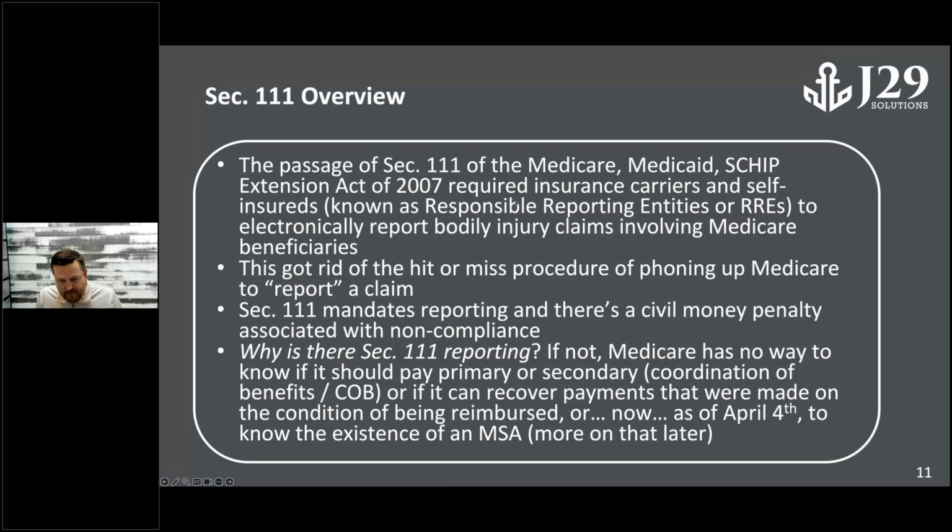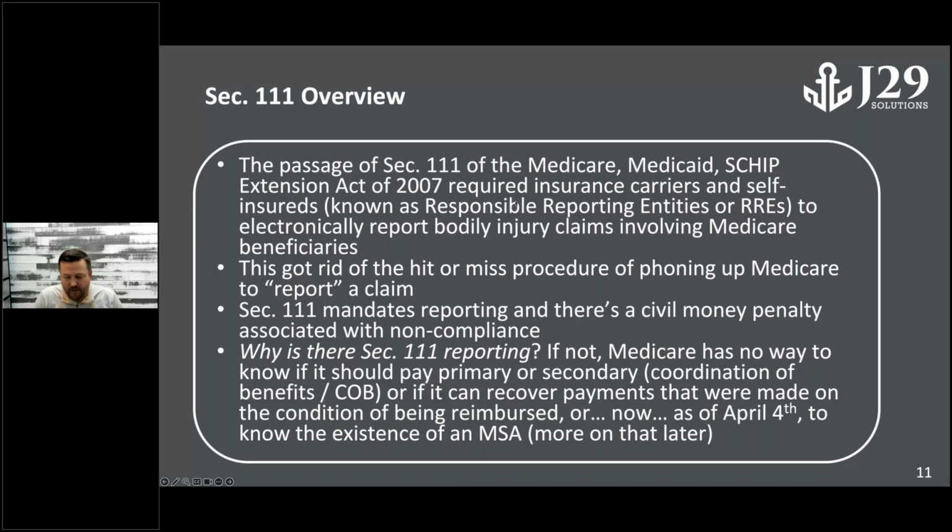Had nothing to do with MSAs. And it was really, really hit or miss. Medicare had no way of systematically knowing if they should make a payment or not, i.e. coordination of benefits, or if they had an opportunity to recover, or if there was a Medicare set-aside done on the case. All it was, was kind of, hey, please call us up and do something. So Medicare put an end to that.